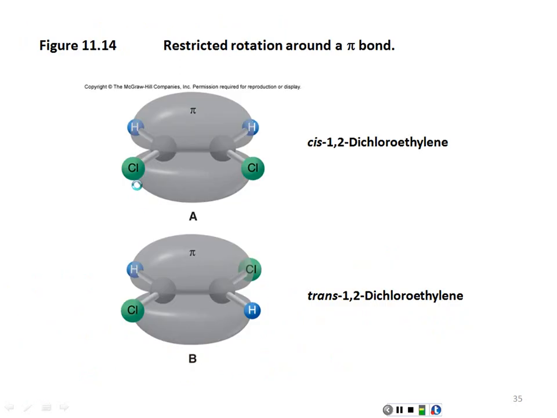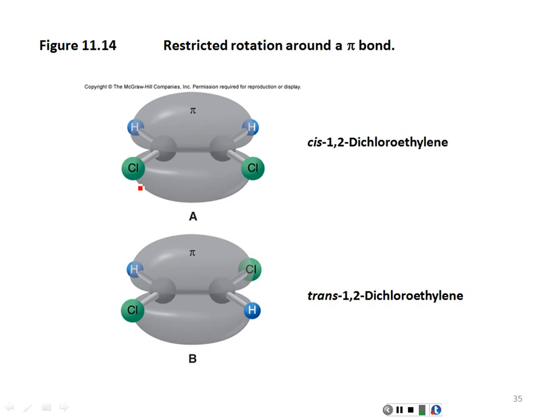Now, a sigma bond is cylindrically symmetrical. What that means is there can be rotation in a sigma bond. But that's different than a pi bond. A pi bond has restricted rotation because there's no electron density along the bond axis. It's above and below. And what that does, it can lead to what's known as isomers.